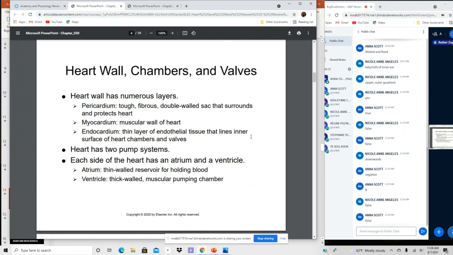The heart has 2 pump systems. Each side of the heart has an atrium and a ventricle. The atrium is a thin-walled reservoir for holding blood, and the ventricle is a thick-walled muscular pumping chamber.